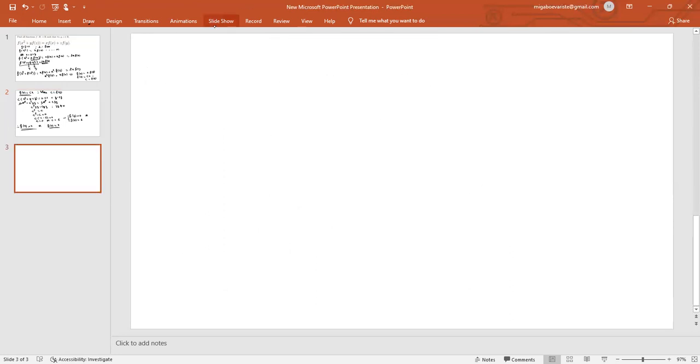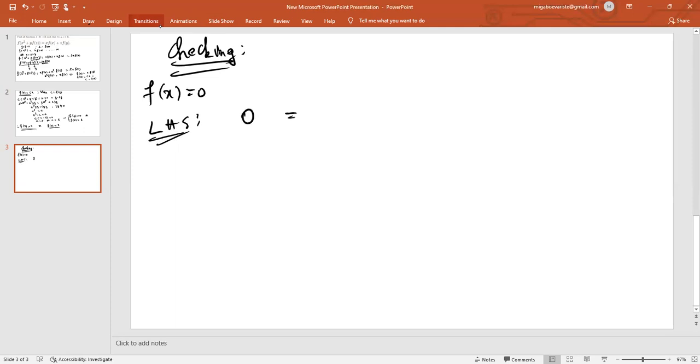Now, checking, we are just going to plug in these functions and check if they indeed work. Checking for f of x equals 0. On the left-hand side, we just have 0, equal to the right-hand side, which is also 0. So this function indeed satisfies our conditions.